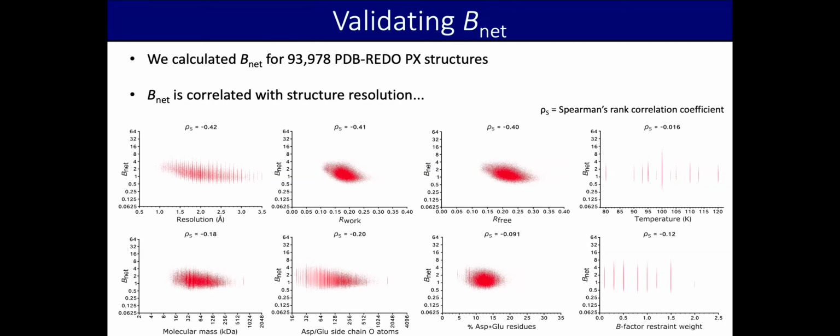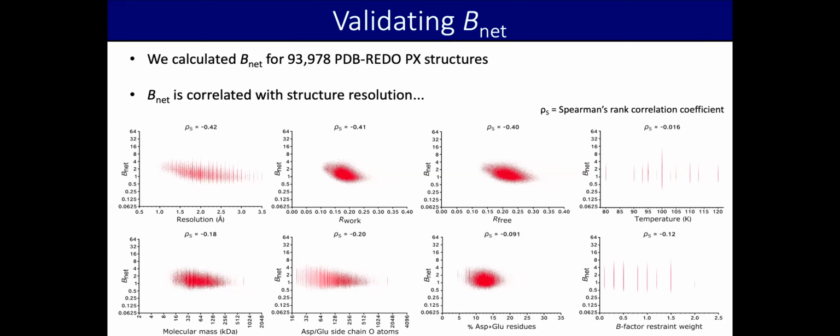So I've shown 8 of these here, and I've calculated the correlation coefficient between BNet and these variables. And if we take as a rough rule of thumb that a correlation coefficient of between negative 0.2 and positive 0.2 means there's no correlation between the variables, we can see that for 5 of these variables, there's no correlation with BNet. However, there is a substantial correlation between BNet and resolution and R factor. And if we think about it, this is not surprising.